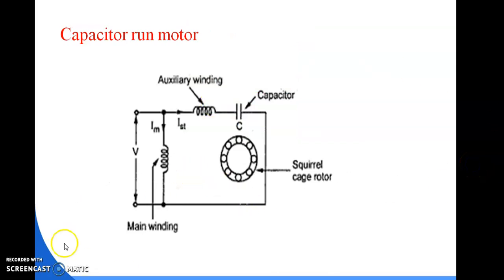Now this is the capacitor run motor. So this is the supply voltage. This is the main winding. Here is the auxiliary winding. This is the capacitor connected in series, and here is the squirrel cage rotor.